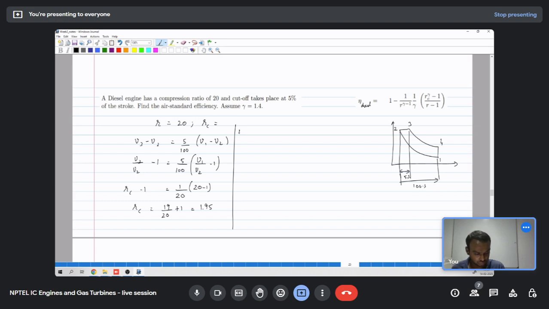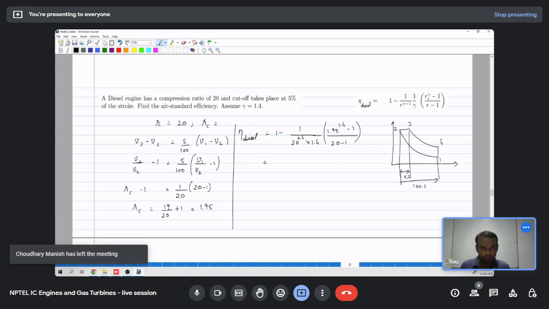So the diesel cycle efficiency is 1 minus 1 by 20 power 0.4, into gamma is 1.4. Cutoff ratio, 1.95 power gamma, which is 1.4, minus 1, divided by 20 minus 1. Can someone do this computation?